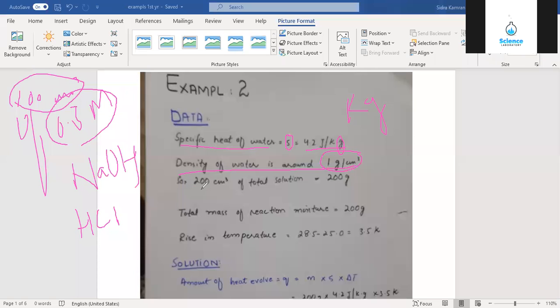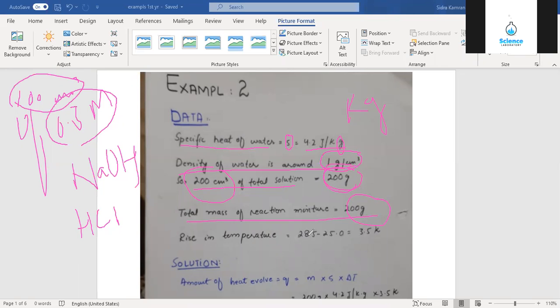If there are 200 centimeter cube of total solution, that means 200 grams. If it is 1 gram per 1 centimeter cube, then for 200 centimeter cube the mass will be 200 grams. So the total mass of the reaction is 200 grams, because 100 centimeter cube of NaOH and 100 centimeter cube of HCl make a total of 200 centimeter cube. That's why the mass of the reaction mixture is 200 grams.